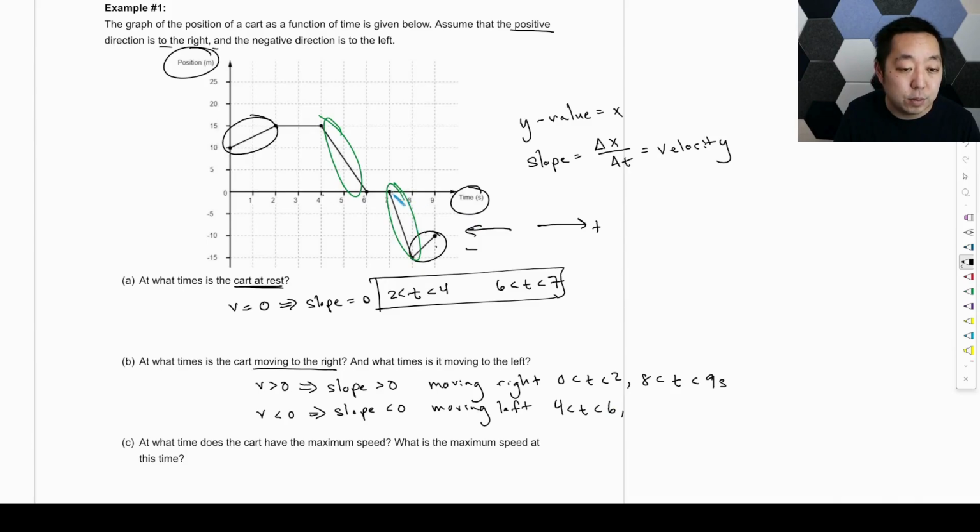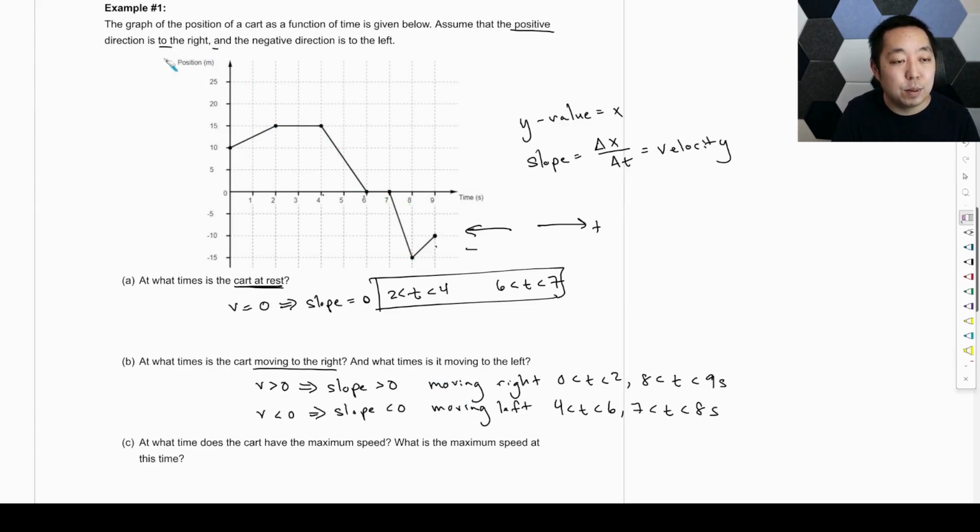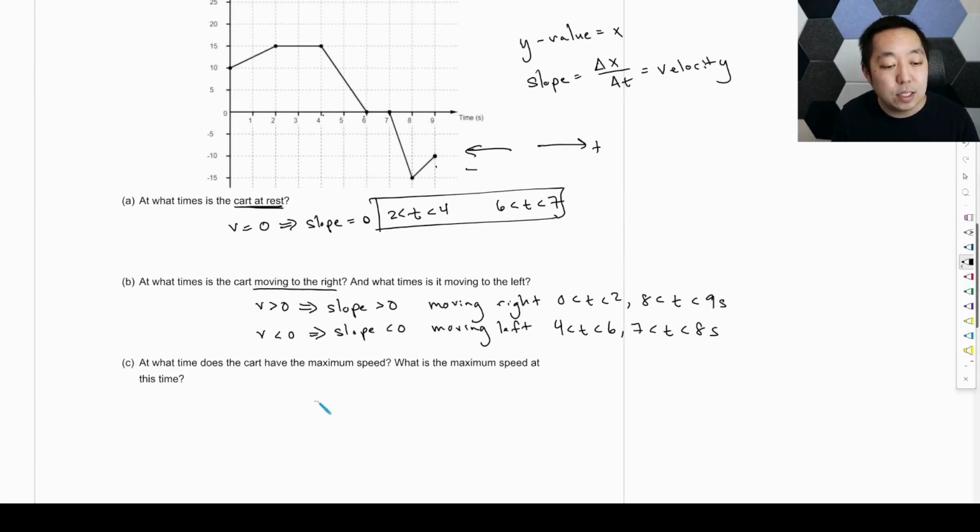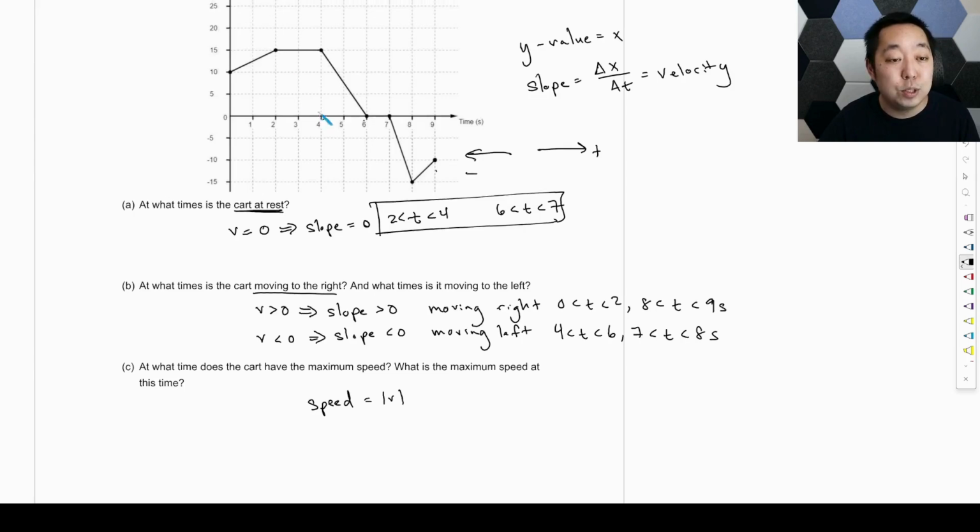And then between these times here, 7 and 8. Okay, so like that. At what time does it have maximum speed? Now, we've got to connect that. Remember, think about what we did in kinematics: the speed is the magnitude of the velocity, the absolute value of the velocity, and the velocity is the slope, right? So let's just look at what the slopes are in various places.